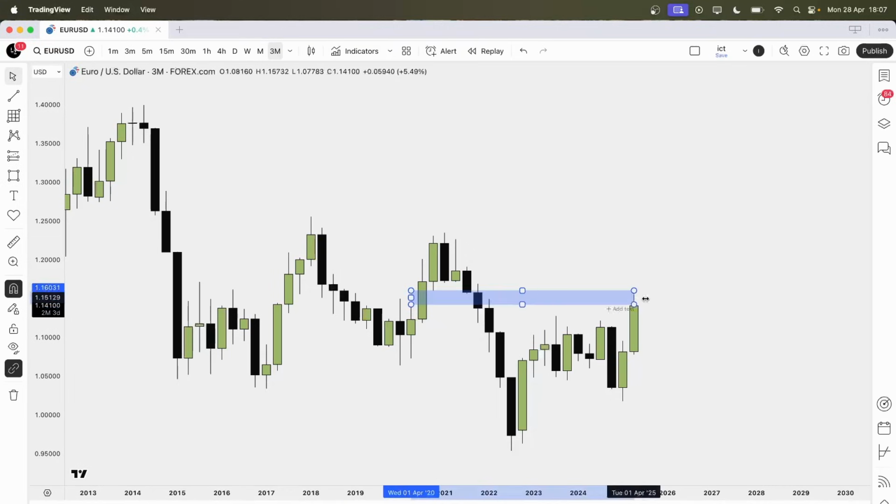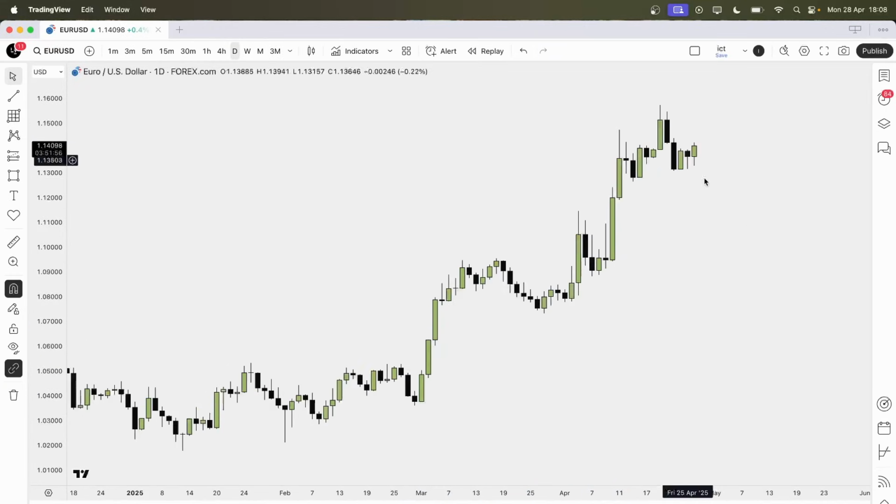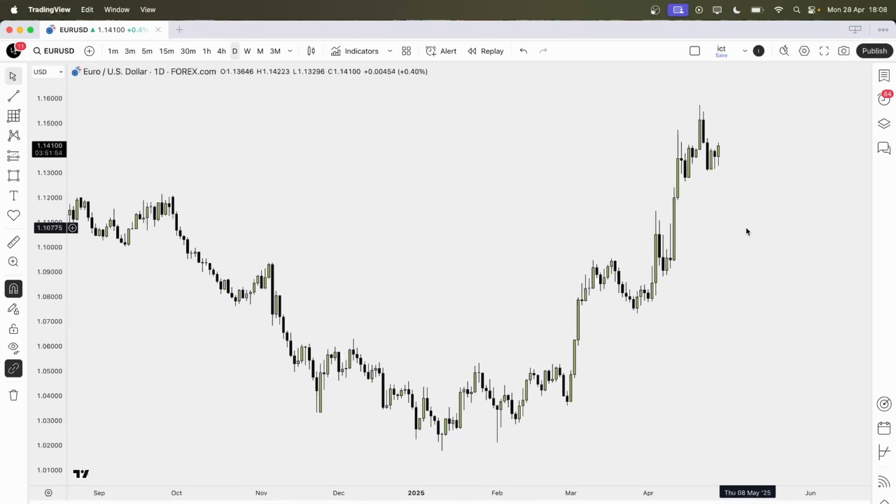Inverse gap there. We're clearly inside of that. Now, that does not mean you just go in and short the hell out of euro. You have to wait for key times. When could a shift happen?